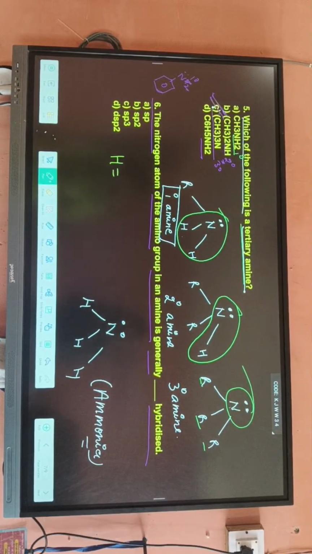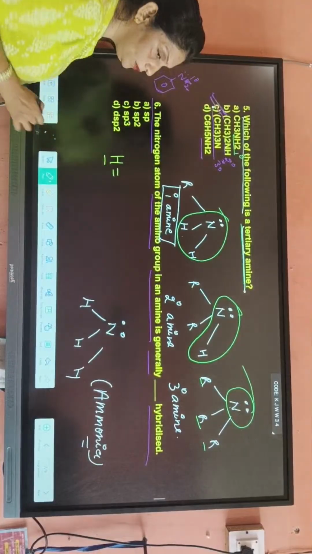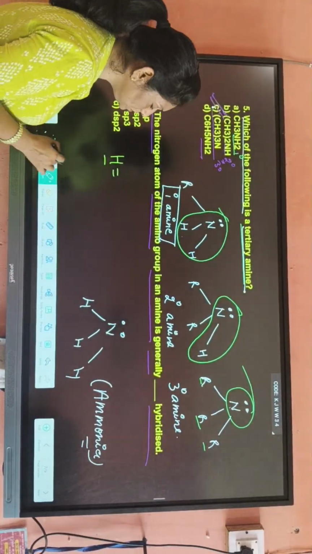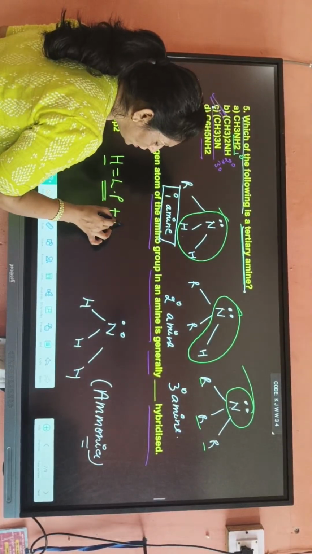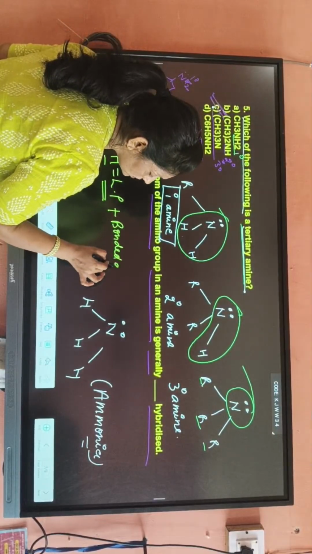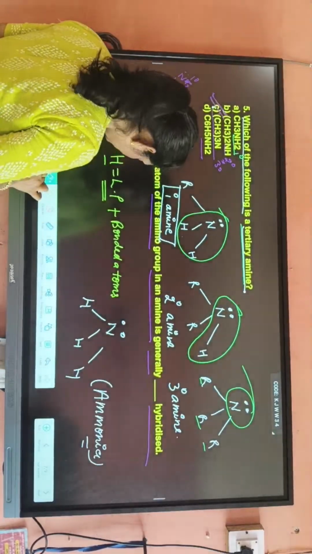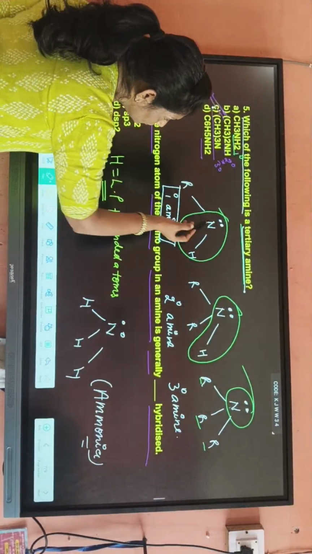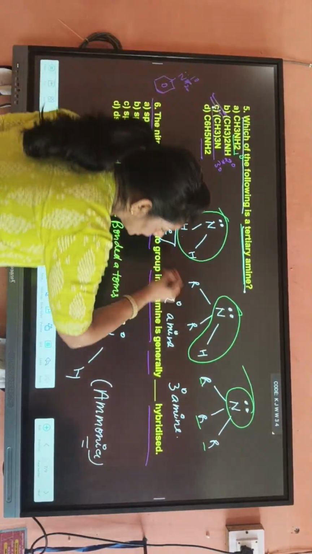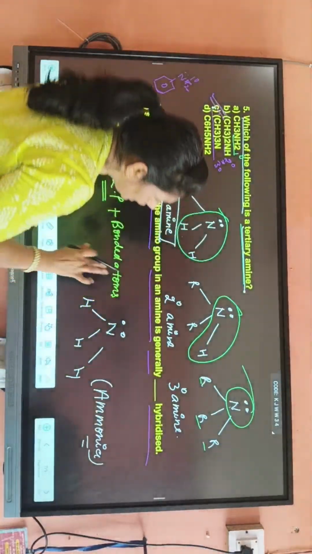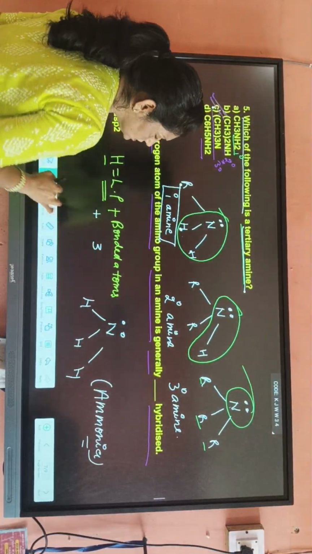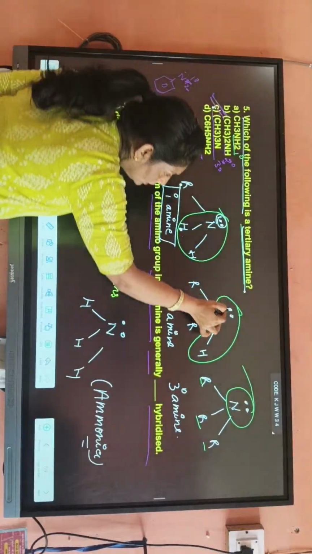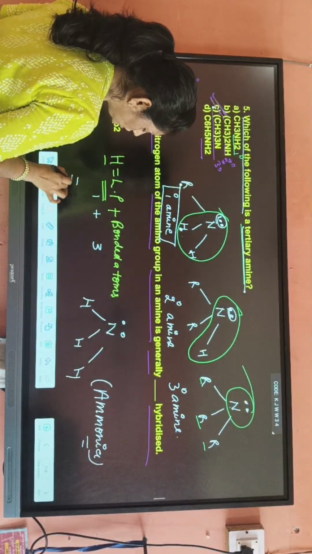Next question, about the nitrogen. Students, how can you tell about the hybridization? Hybridization means lone pair plus bonded atoms. In a primary, secondary, tertiary amine or in ammonia, the bonded atoms are 3, plus one lone pair in all. So this sum is 4.